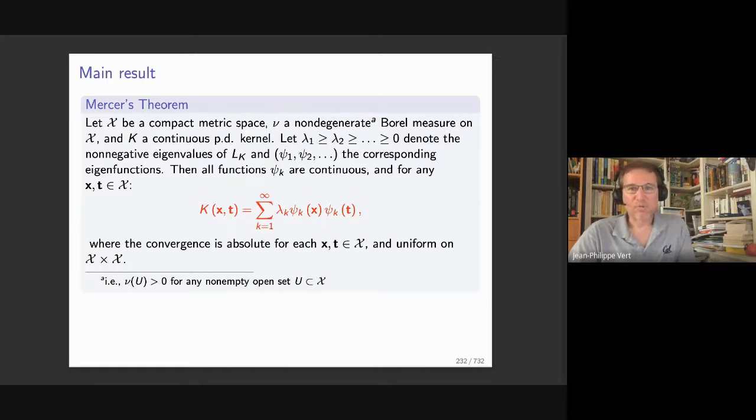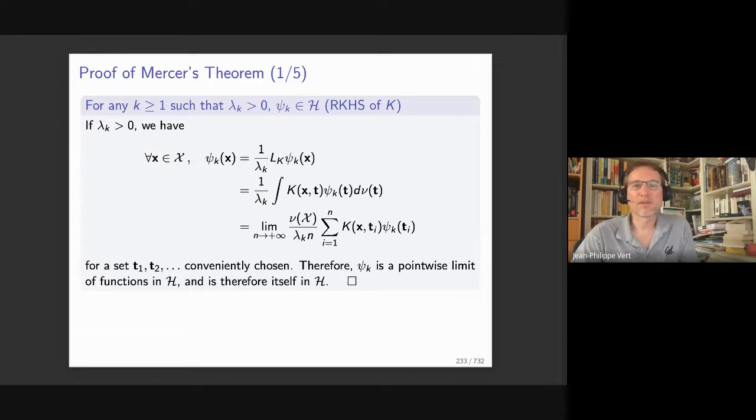All right, so what do we need to prove here? We have already proved that there exist eigenvalues and eigenfunctions in Lk. Now what we need is to relate them to the value k of x, t. So the proof again requires some technical steps to be able to write k of x, t as the limit of a sum. And so let's do it in basically five steps.